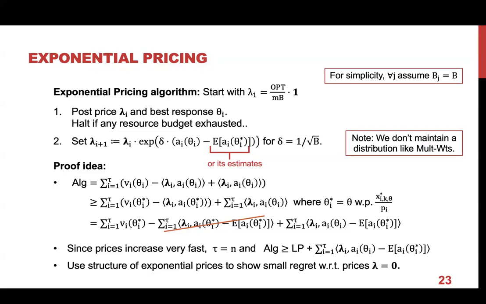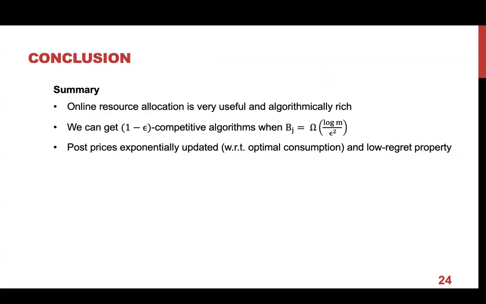Good. Any quick questions before I conclude? Okay, so here's the summary. We thought a lot about online resource allocation, why it's so useful both in practice and algorithmically. It's so rich. We saw a bunch of settings where we can get a 1 minus epsilon approximation, as long as your budget is reasonably large, like log m over epsilon squared.